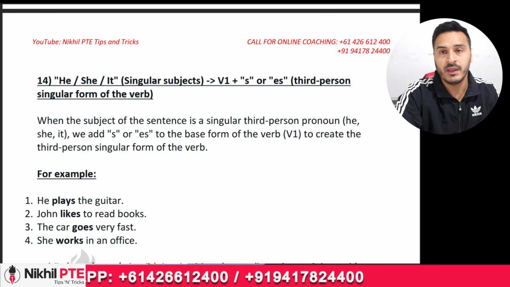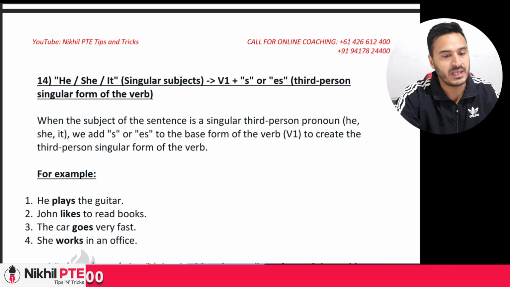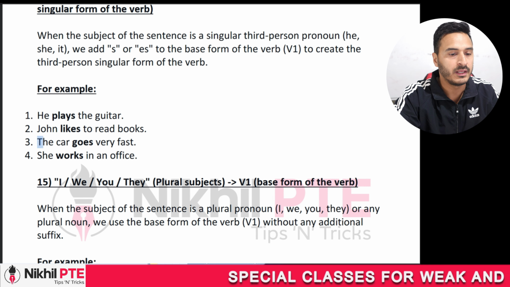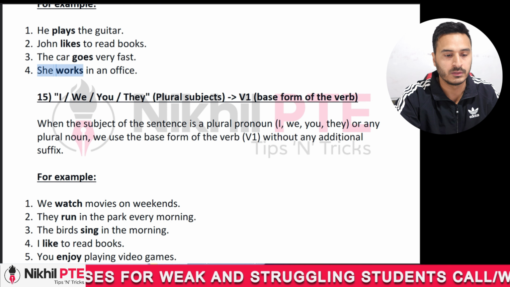Rule 14: he, she, it. If the subject is singular, then the first form of the verb plus "s" or "es" will come. Let's take an example. He is a singular: plays. John is a singular: likes. The car is a singular: goes. She is a singular: walks.